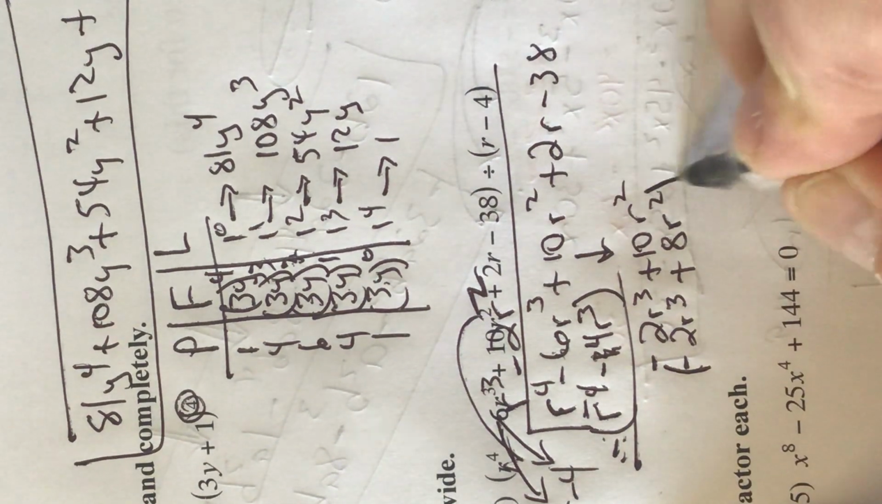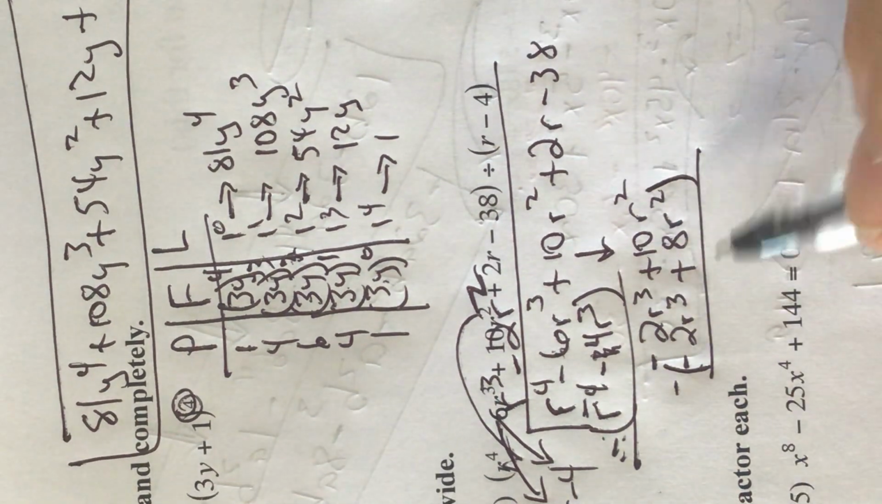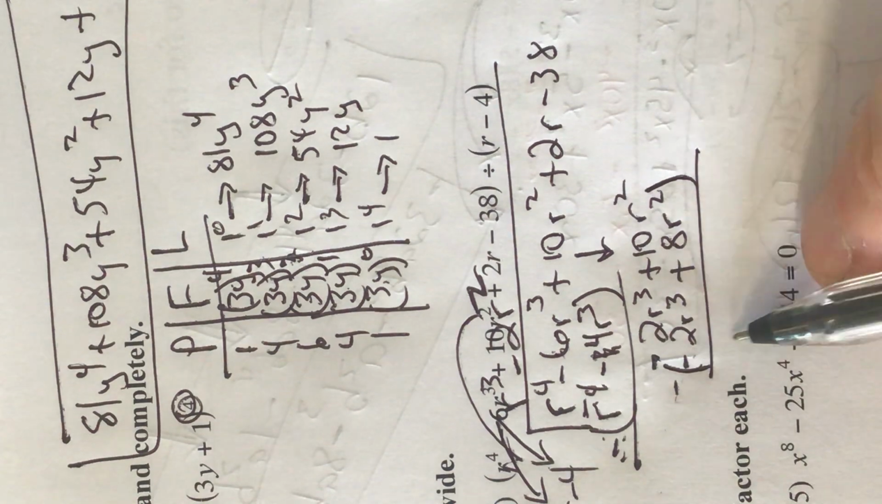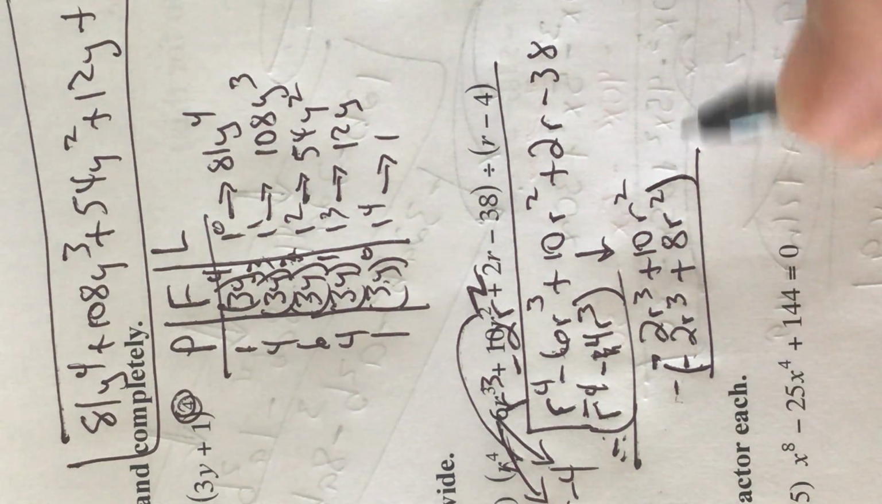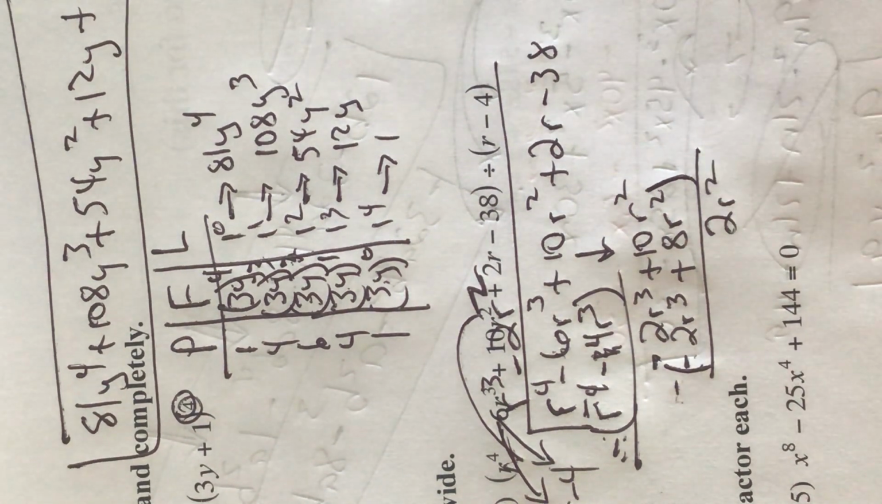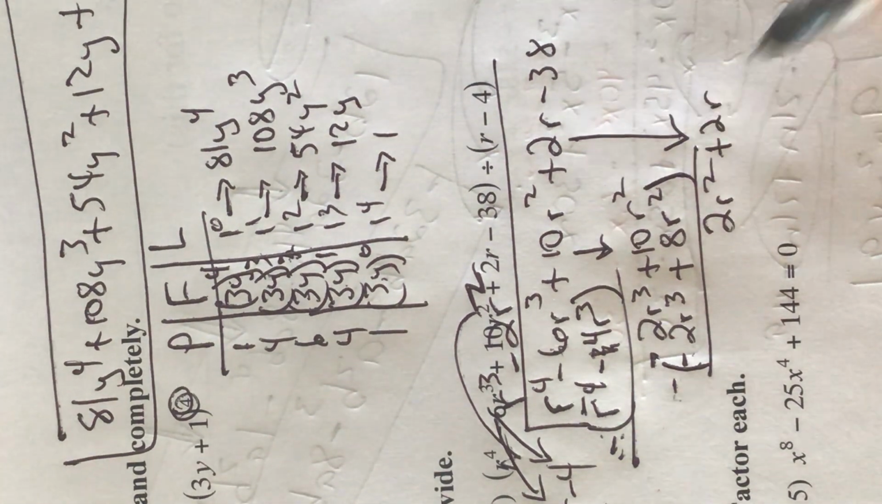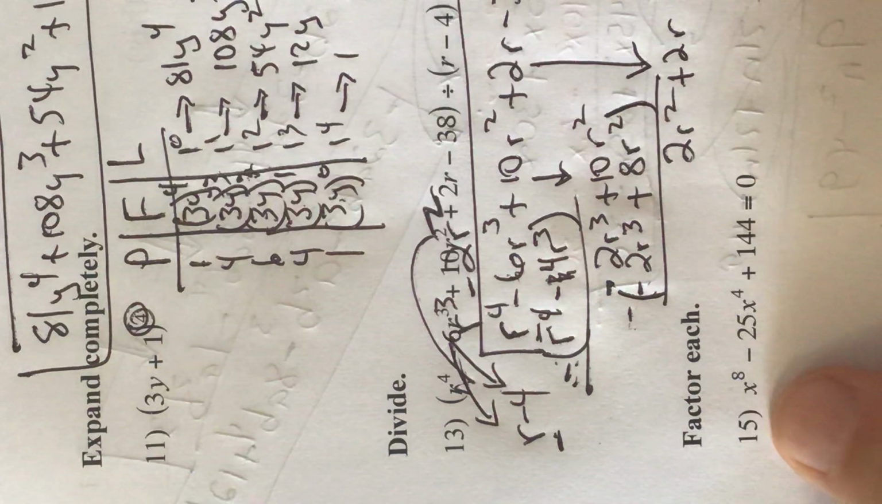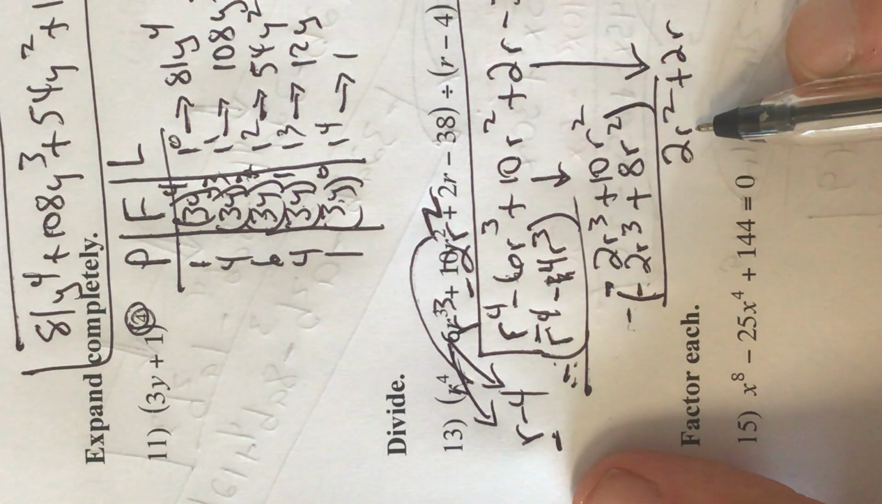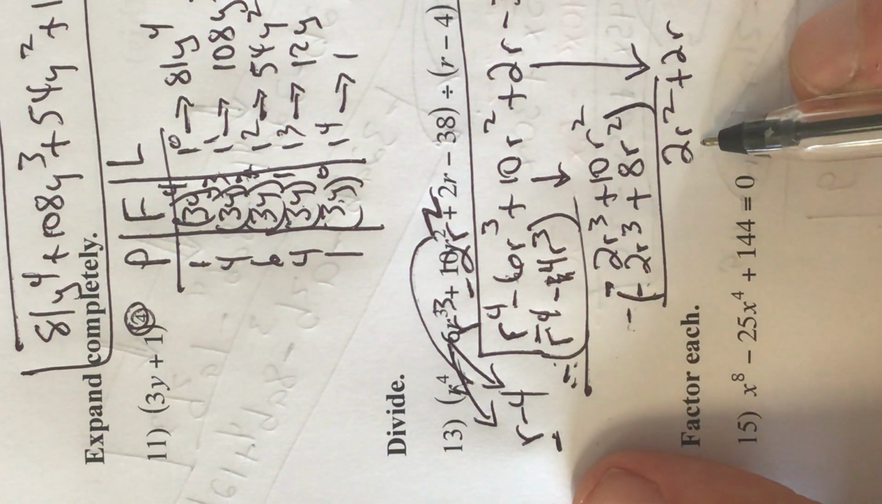Okay, package it together and subtract. A negative 2 plus 2 is 0, and 10 minus 8 is 2r squared. Drop the next one, plus 2r. Okay, I'm trying to get the first piece to be the first piece, and r times a 2r will do it.